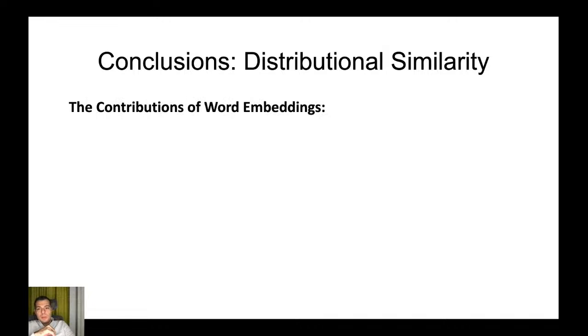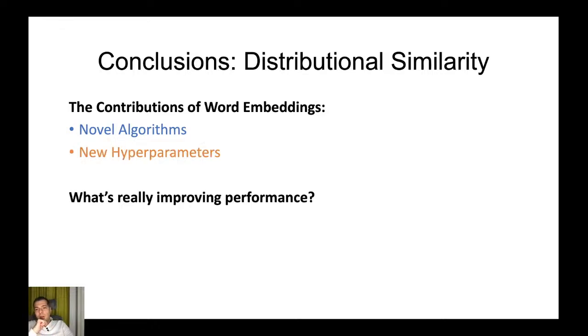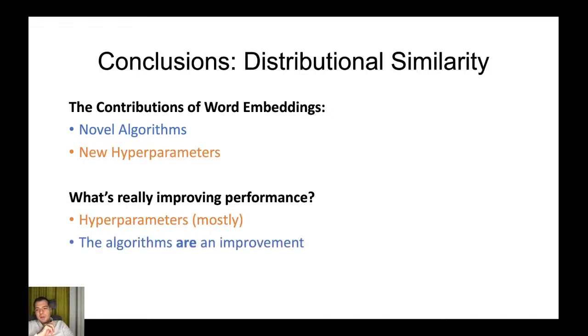So in conclusion, the contributions of word2vec word embeddings are novel algorithms and new hyperparameters. And what's really improving the performance is the hyperparameters, at least in most scenarios. And the algorithms are an improvement, at least in syntactic analogies. And overall, it seems that the skip-gram model with negative sampling is also robust and efficient. So there is at least an improvement in terms of processing time.